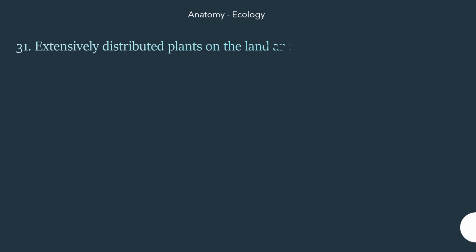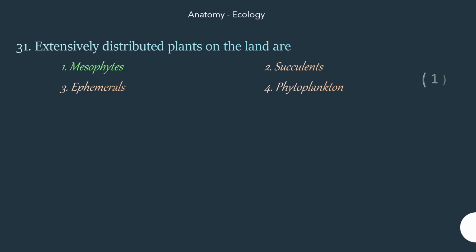Extensively distributed plants on the land are options: mesophytes, succulent, ephemerals, phytoplankton. The answer is 1. Mesophytes.